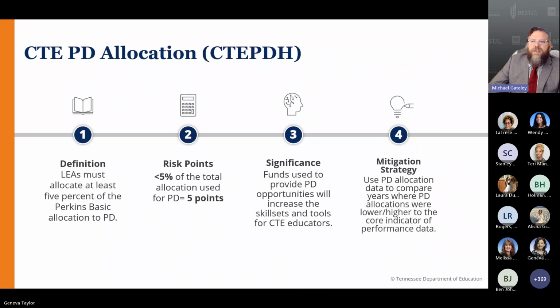So CTE PD allocations. The LEA has to allocate at least 5% of the Perkins basic allocations to PD, as I discussed earlier, if you were with us. If there are less than 5% total allocation for this, you will get 5 points. Usually ePlan should catch that as an error if you try to allocate less than 5% PD, but we know sometimes those funds don't get expended as they are planned to be expended, maybe due to changes at the end of the year.